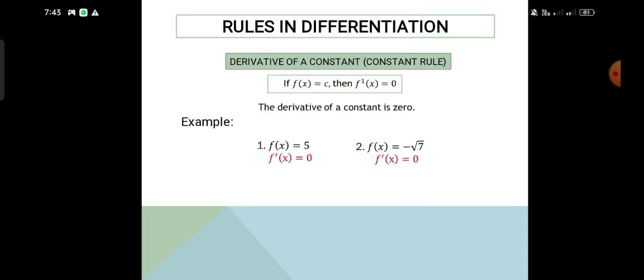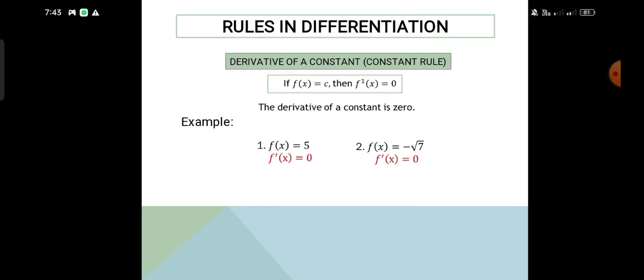The first rule in differentiating is the constant rule. We all know in the rules of differentiation that the derivative of a constant is always equal to 0. So that is the constant rule. If f of x is equal to c, then f prime of x is equal to 0. We should always remember that the derivative of a constant is always equal to 0.